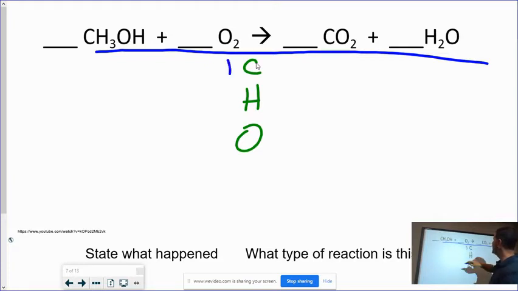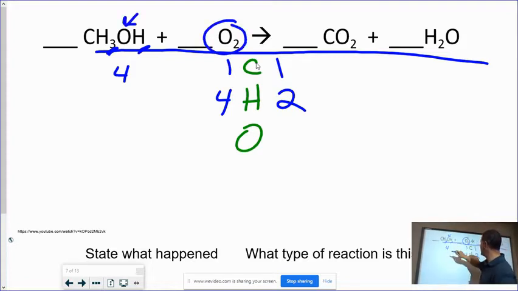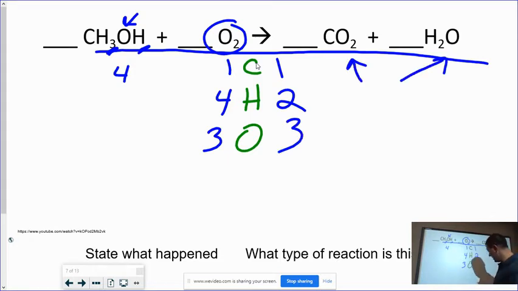So if I look on the left-hand side, I have 1 carbon, and on the right-hand side, I have 1 carbon. Right over here, I have 4 H's. 3 of them are right here, and 1 of them is right there. And on the right-hand side, I have 2 H's. On the left-hand side, I have 2 O's there and a 3rd O right there. So I got 3 O's on the left-hand side. And on the right-hand side, I have 2 O's there and 1 O there. So I have 3 on that side.